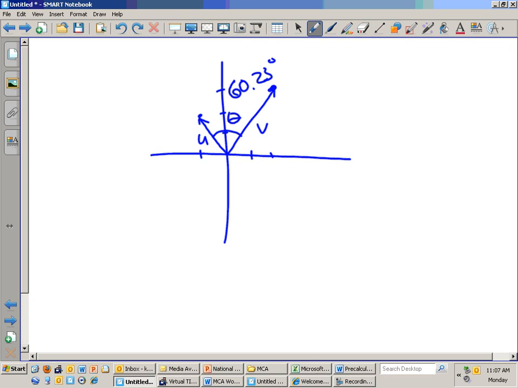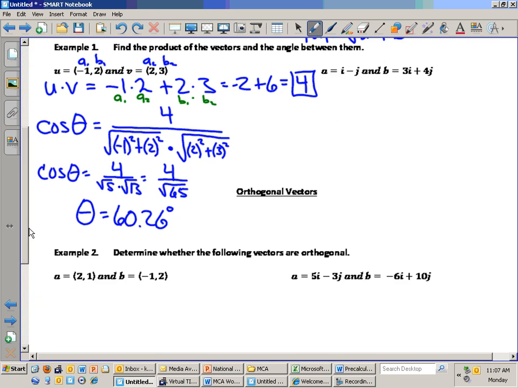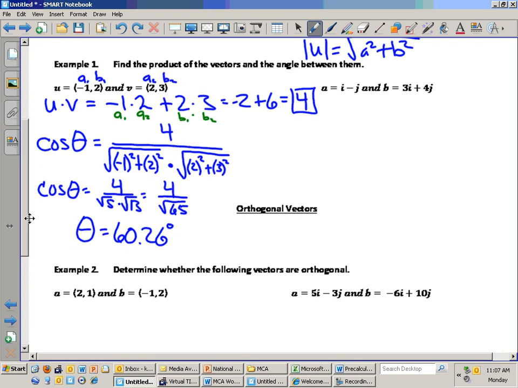If you want to see the proof why that works, you should see your book. Try the next one on your own. Everybody gets mad when they see this, but don't get mad. i minus j is just (1, -1), and 3i plus 4j is just (3, 4). So those are your vectors in component form. Go ahead and find their product and the angle between them. Practice that.